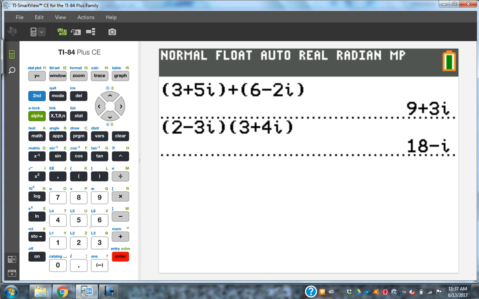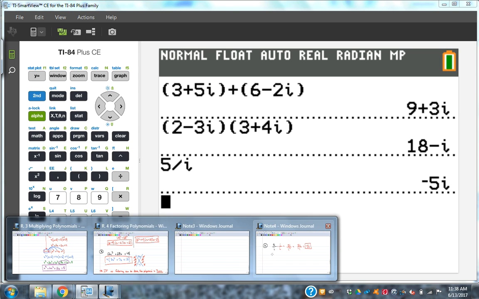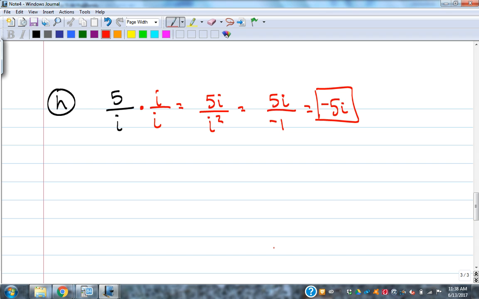The calculator does the same thing. 5 divided by i. You hit enter on that, it does that for you. It'll just crank that out. And I'm okay with you doing it with the calculator like that. That's absolutely fine with me. But the reason we do that is because that's not the form a complex number normally takes. The i shouldn't be in a denominator. It should be up with the number there.